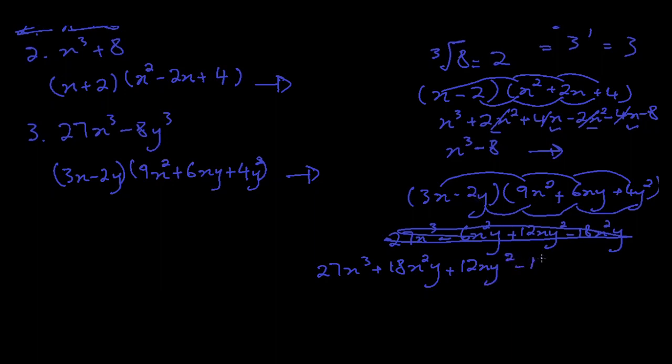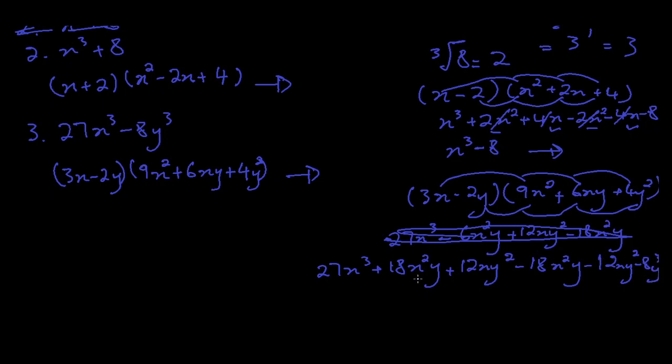We do the same here. It's minus 18x squared y. Remember guys, to get this, we multiply this by this. Then we're going to multiply this by that. We're going to get minus 12xy squared. Then minus 2 multiplied by positive 4, it's negative 8y cubed.